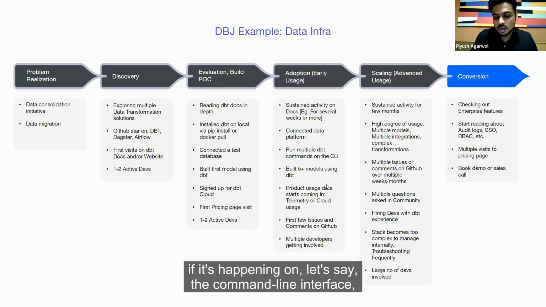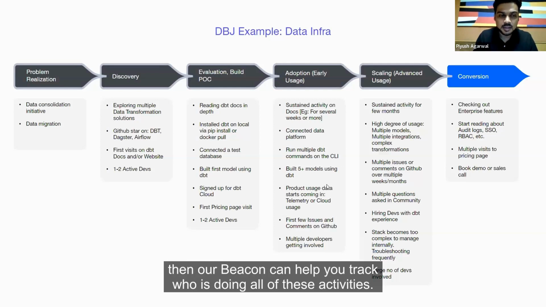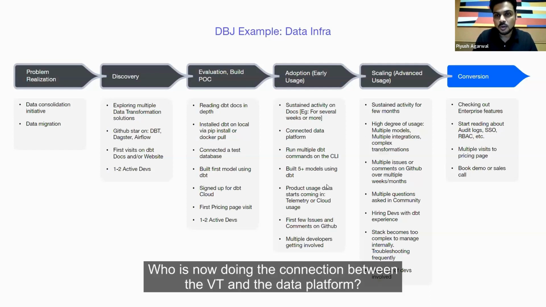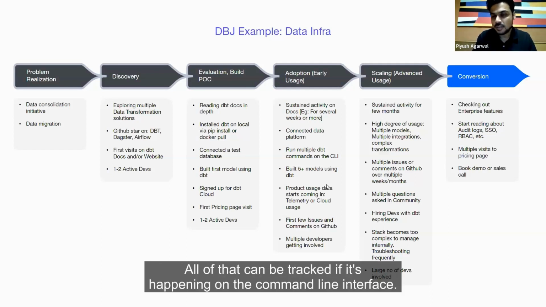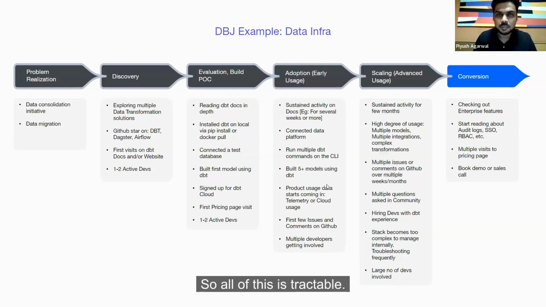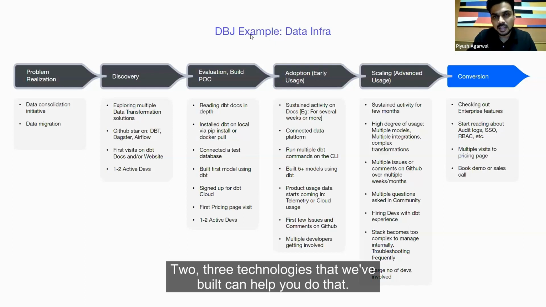If it's happening on, let's say, the command line interface, then our beacon can help you track who is doing all of these activities, like who did the installation, who is now doing the connection between DBT and the data platform. All of that can be tracked if it's happening on the command line interface. If it's happening on the cloud product, anyway, it can be tracked. So all of this is trackable. Two or three technologies that we've built can help you do that.